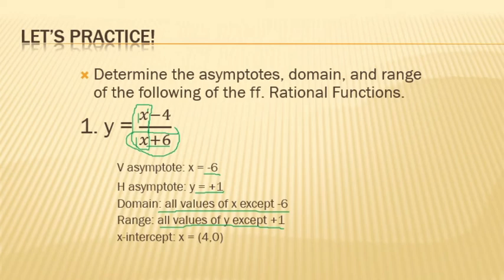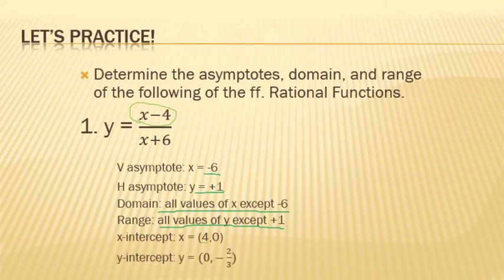Ang x-intercept natin, sa x-intercept, titignan naman natin daw ang numerator. Anong value ni x magiging 0 ito? So, the answer is 4. Tandaan natin sa x-intercept, y is always 0. Hindi ko lang nailagay yata ang range.